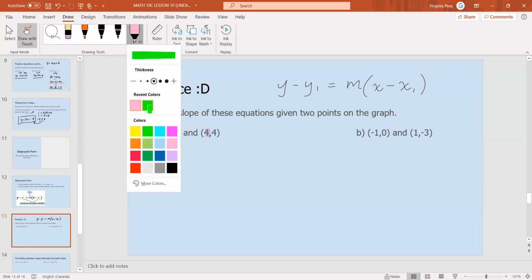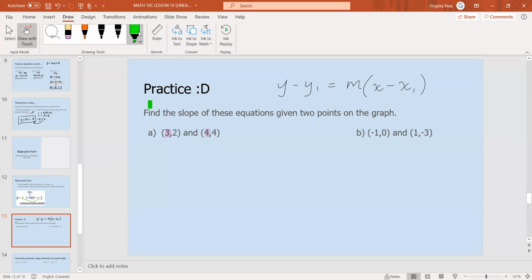The x value I've highlighted in purple, pink or purple, and I'll highlight the y value in green. So let's put these in. Once again, it doesn't matter which you use as the first point and which you use as the second point, but I'll just use the first point that we're given as the first point. So the y value of the first point is 2, minus the y value of the second point, which is 4, is equal to slope, which we don't know, times x of the first point is 3, and x of the second point is 4. So now, once again, let's kind of work with this.